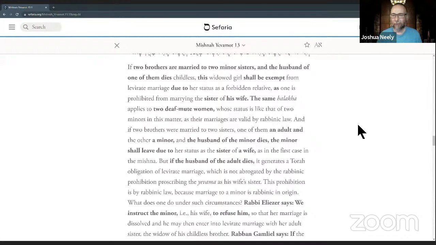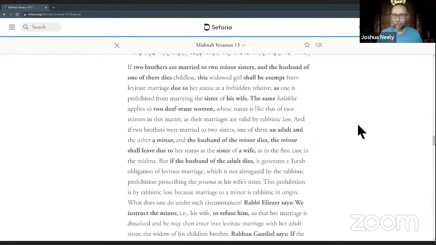If two brothers are married to two minor sisters, and the husband of one of them dies childless, the widowed girl shall be exempt from levirate marriage due to her status as a forbidden relative, as one is prohibited from marrying the sister of his wife. So because the marriage is of minor status, both meanings of that term, he does not have the ability to marry the sister of his wife in order to create the levirate bond. And indeed, this is explained further in the next phrase.